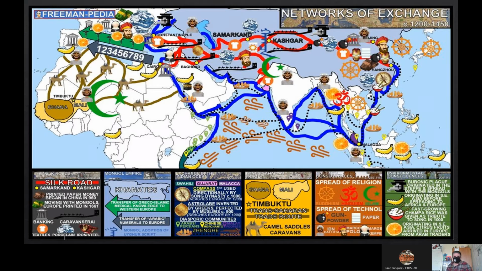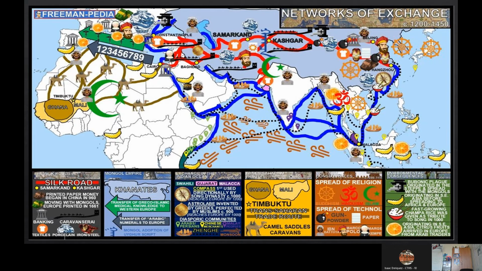Networks of exchange, again, you've got your trade routes. Towards the bottom of the slide, though, there's all sorts of little things to remember. On the Silk Road, you've got all these new trade cities, but again, it's not just trade goods that travel. Technology, techniques, paper money, things of that nature. They do move along the trade routes, as does disease. Again, the Khanates, the Mongols, are really known for transferring a lot of knowledge from the east to the west, and even adopting a lot of the knowledge kind of acquired by the Arab Muslim world.